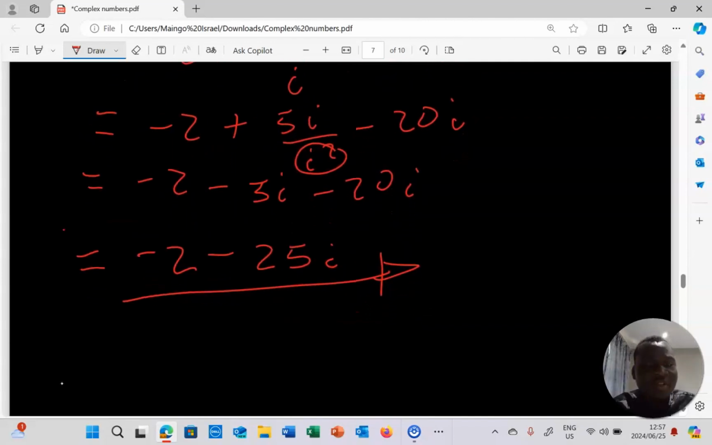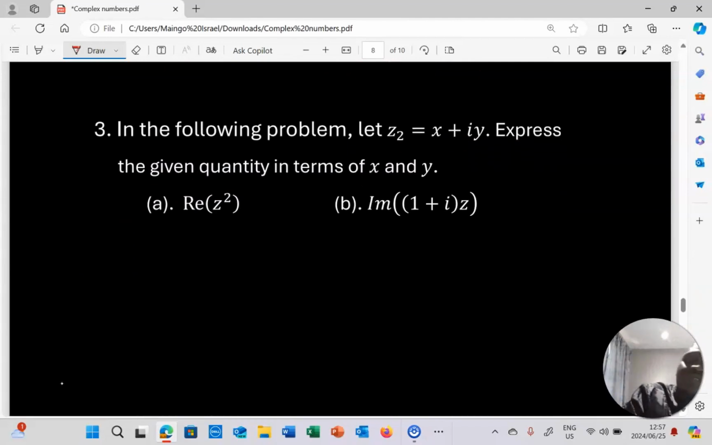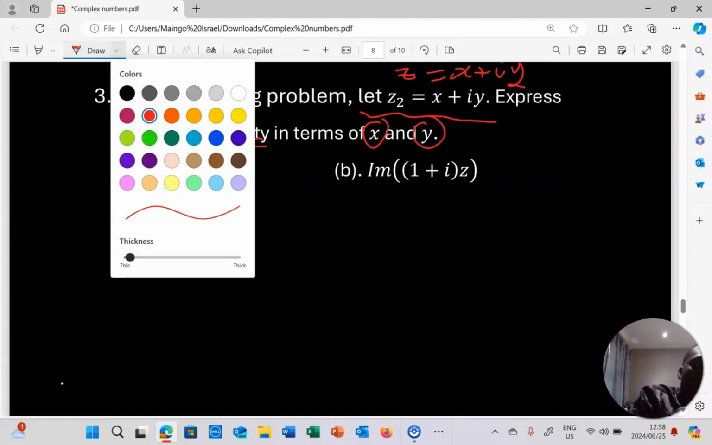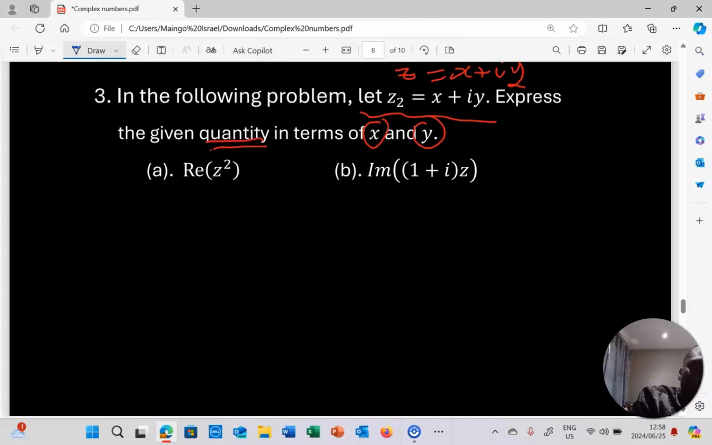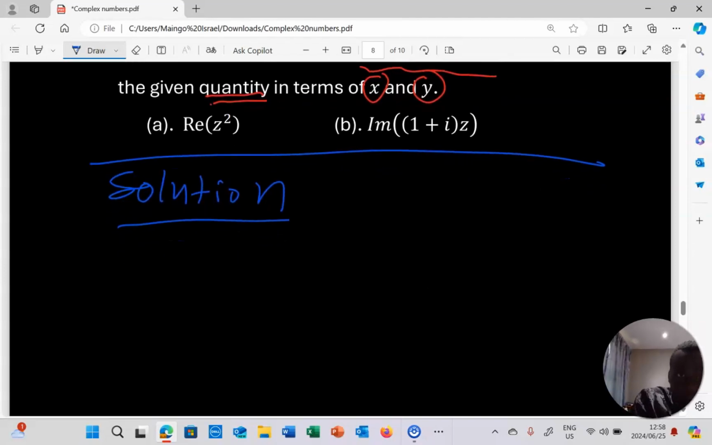So now let's look at the next question. In the following problem, let Z equal, not necessarily Z2, but Z, okay? You can say Z equals x plus iy, not necessarily Z2, but let me say Z. Express the given quantity in terms of x and y. So how can we go about this one? So we want to express this given quantity in terms of x and y.